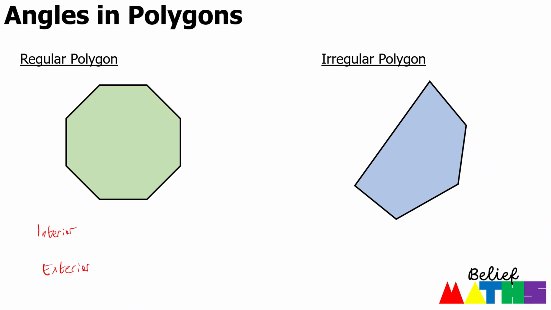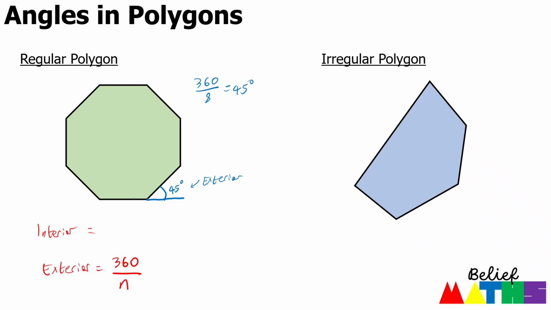I always start with the exterior angle, even if I'm asked for the interior, because it's always 360 degrees divided by n, the number of sides. So in this question, I've got 1, 2, 3, 4, 5, 6, 7, 8 sides. That's an octagon. 360 divided by 8 is 45 degrees. That means the exterior angle, which is here, is 45 degrees. That's exterior.